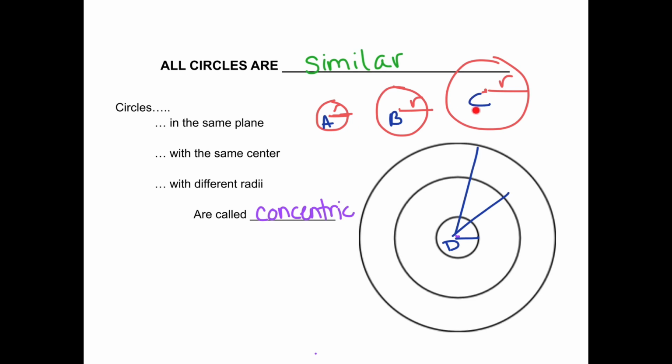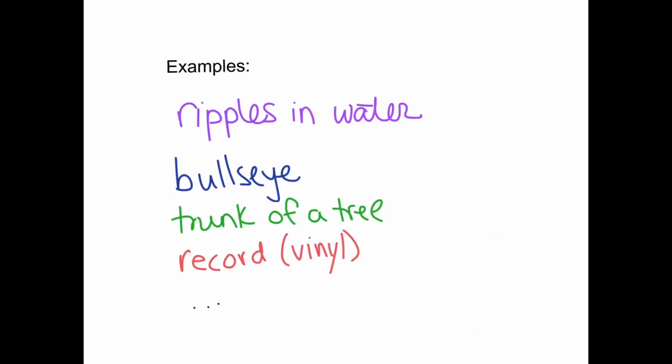So my red circles are just random, similar circles next to each other. All three of these circles over here are also similar just because they are circles, but they're specifically concentric because they share the same center point D. These are just some examples of concentric circles you might see: ripples in water, a bullseye, the trunk of a tree, a vinyl record. Those are just some of the many examples of concentric circles.